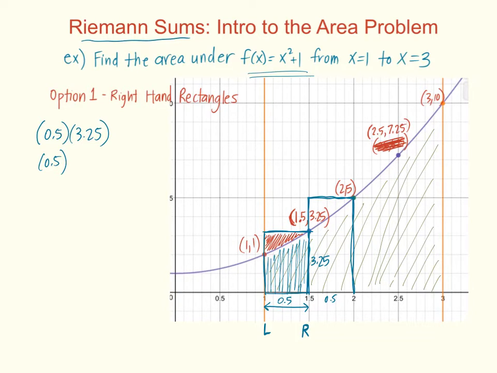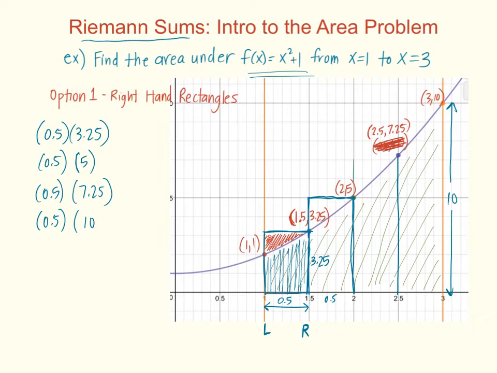And on the right-hand side, I'm plugging in 2 to the equation. When I plug in 2 to the equation, I get 5. The next one is based on 2.5. It's 0.5 across the bottom, and it is 7.25 units tall, because when you plug in 2.5 to the equation, you get 7.25. And the last one is 0.25 times 10, because this last rectangle would be 10 units tall.